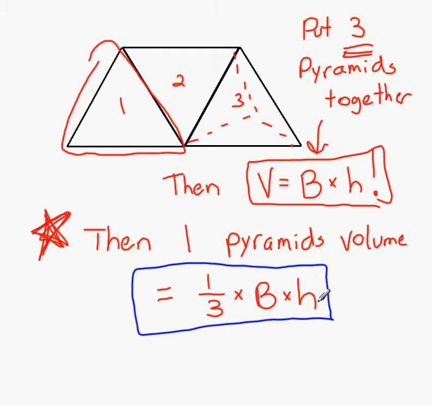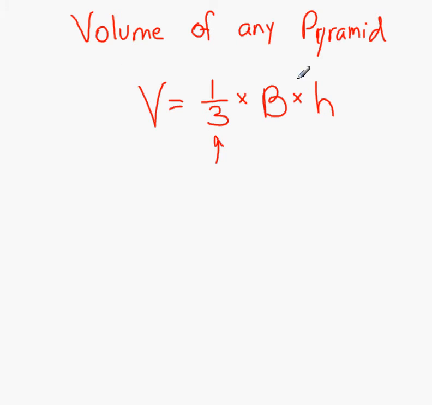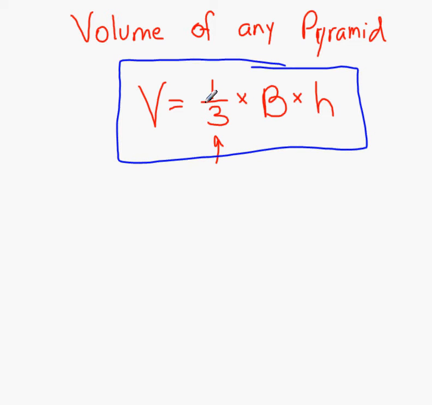So the new formula is not volume equals big B times h. It is now 1/3 times big B times h. Now, big B still means the same thing, the area of the base, and h still means height, but there's just a new 1/3 added to that. So the volume of any pyramid, here it is: volume equals 1/3 times the area of the base times height.